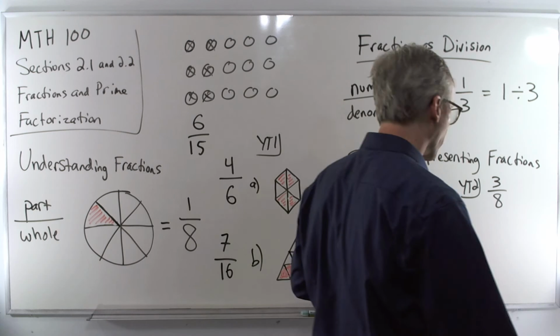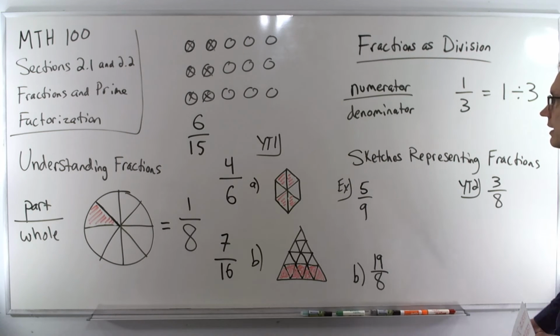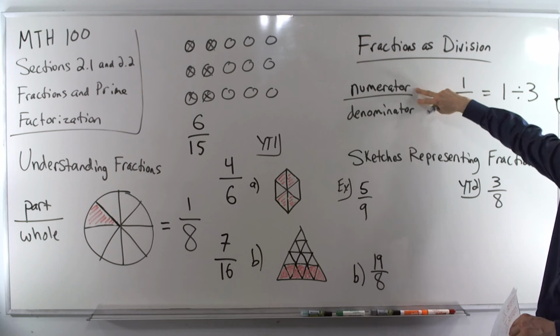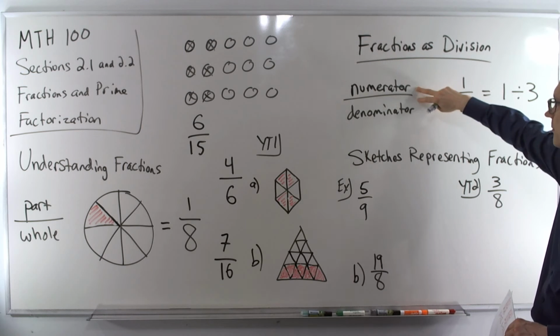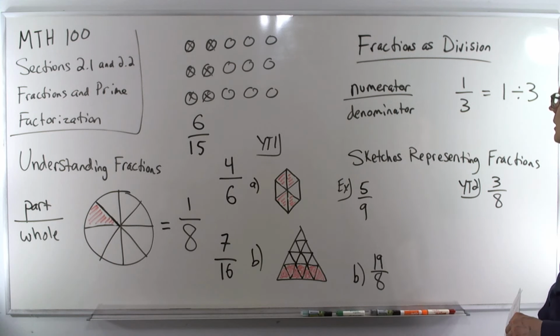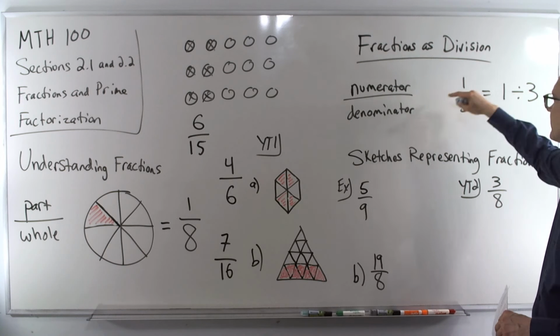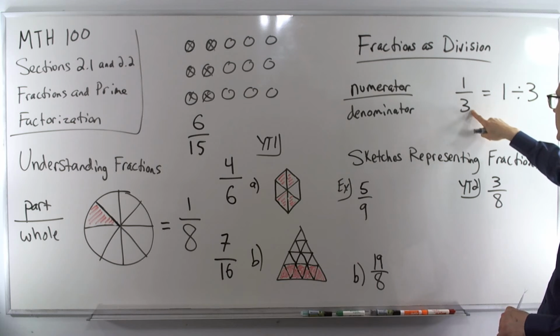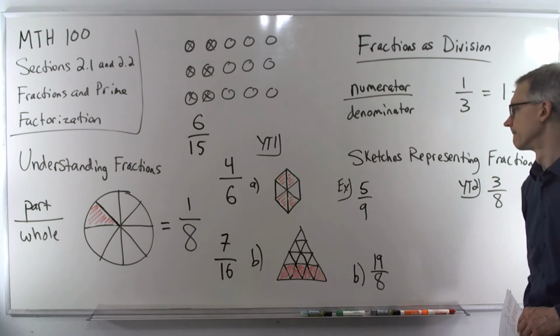Now fractions also represent division. You can think of them as division. We've got a numerator on top, denominator on the bottom. Make sure you're familiar with those two vocabulary words. So I'll be using those quite a bit. So we take the numerator and divide by the denominator. You can read this as 1 divided by 3. It's the same thing.